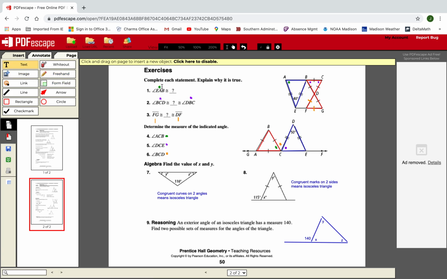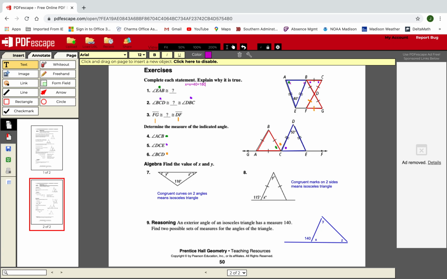It says complete each statement and explain why it is true. Okay? So the measure of angle EAB. I've put a green dot in here for angle EAB. This is an isosceles triangle because we can see that these two sides, AE and BE, are congruent to each other, which means that angle A and angle B must be congruent to each other. So if we just called that angle x, because they're the same, then we could start off here by saying x plus x plus 40 equals 180.